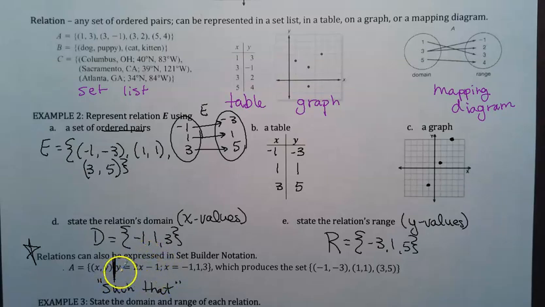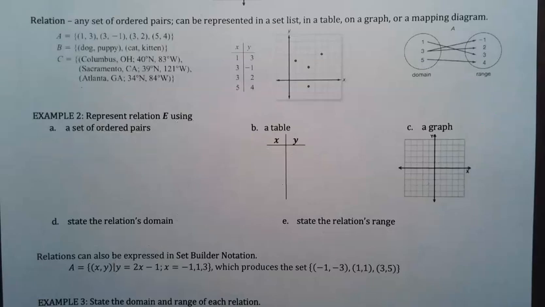Okay, so they gave us an equation, and then we've got a semicolon there, and we're saying x equals -1, 1, and 3. So you would take each of these and put them into the equation, because this would then produce the set (-1, -3), (1, 1), and (3, 5), the set that we have. Okay, so set builder notation, it's been a while since you've seen it, but you have seen it. So hopefully it comes back to you.